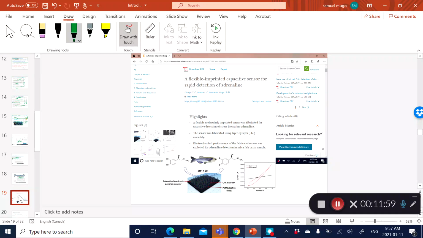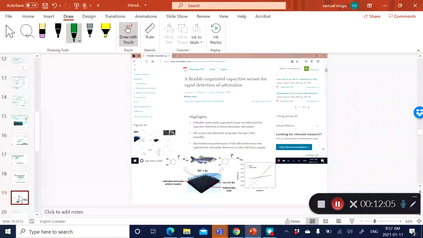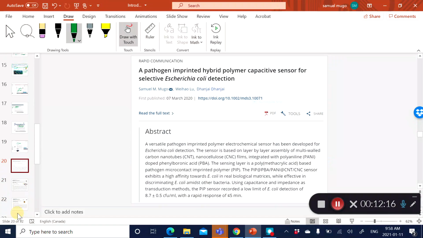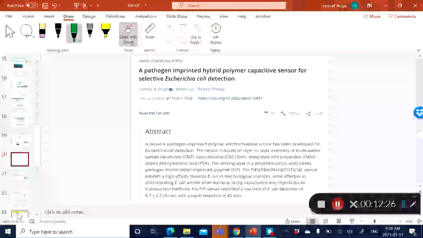Another paper again that came from a Chem 311 student is a flexible imprinted sensor for detection of adrenaline in sweat. An excellent paper actually, published by this lady in Chem 311, and she works now in a company in the city.